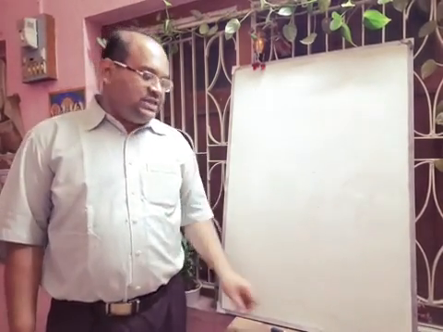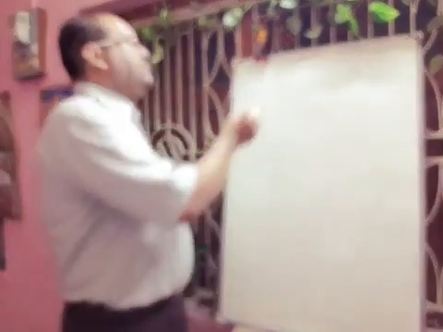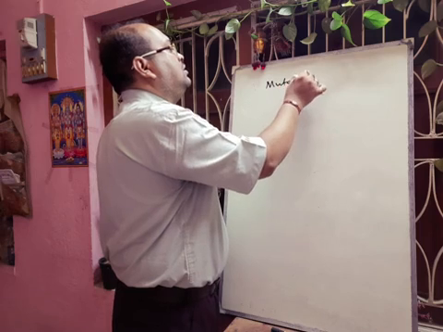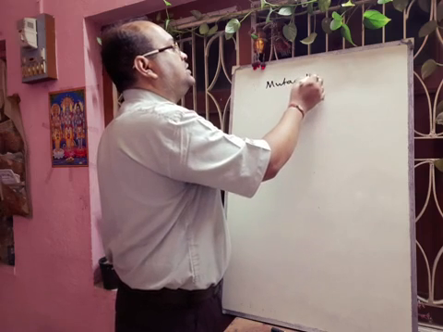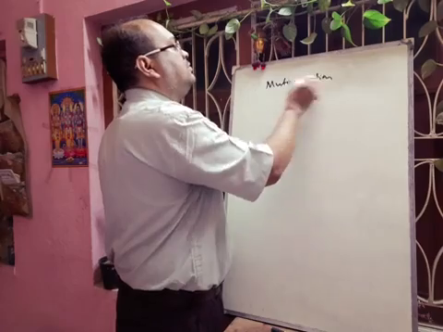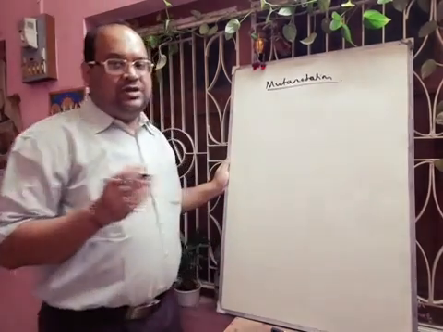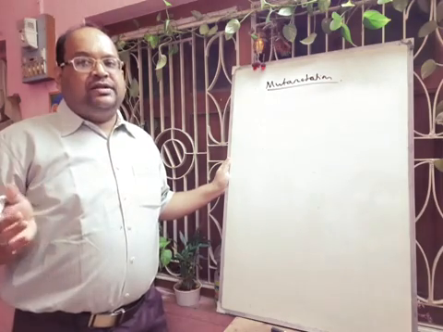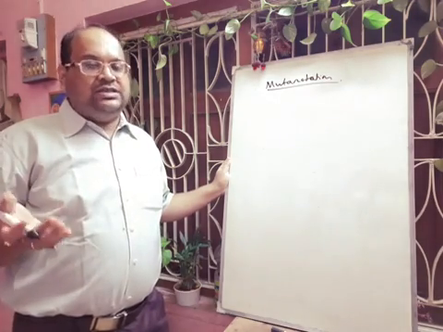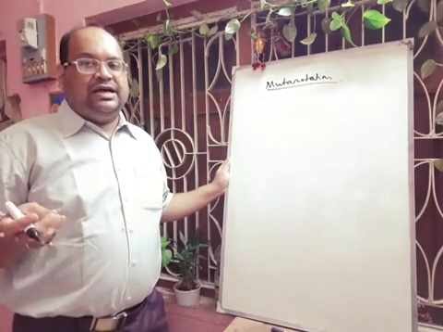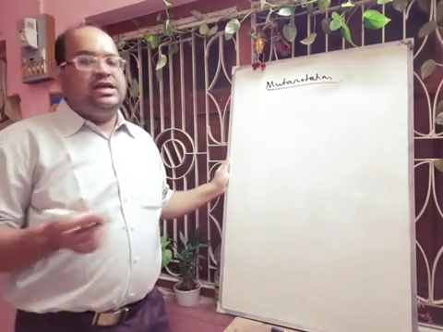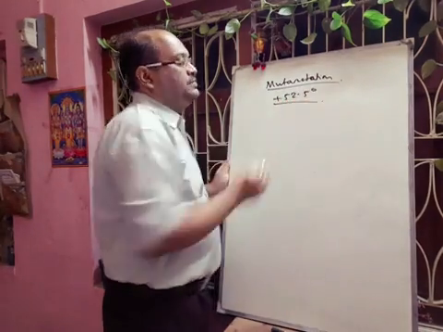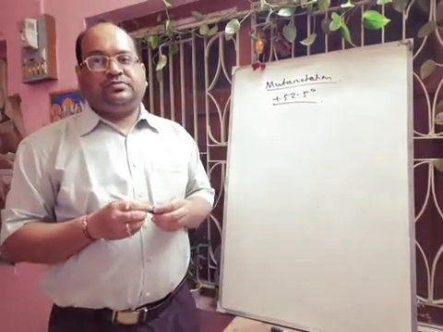So this mutarotation is very important for glucose. Actually, alpha and beta forms are in equilibrium, and whenever you take any solution, finally you will get the specific rotation of the resultant solution as plus 52.5 degree. Okay, this is very important.